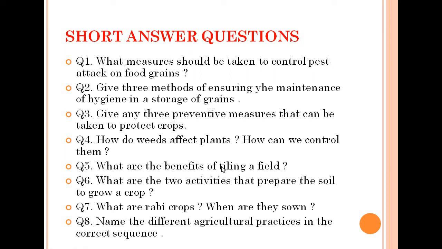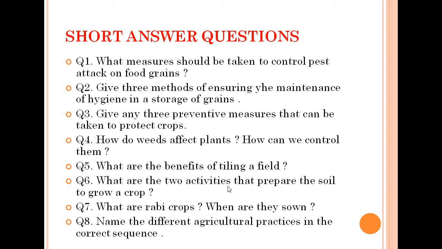What are the benefits of tilling a field? There are several benefits of tilling the field. Tilling is also known as ploughing. Some of the reasons are, first, it allows the roots to reach deeper into the soil. This helps to fix the plant more firmly to the ground. Second, it helps in trapping air in the soil, which is necessary for roots. And it also helps the soil to retain moisture for a longer duration. Clear? So in this way, tilling plays an important role in a field.